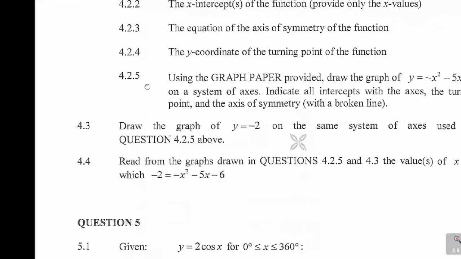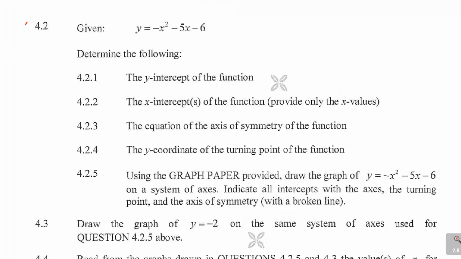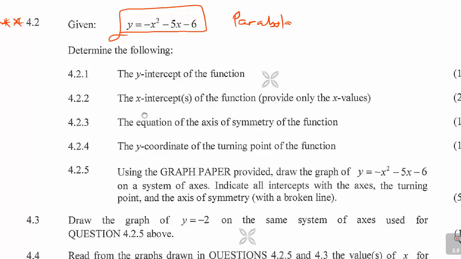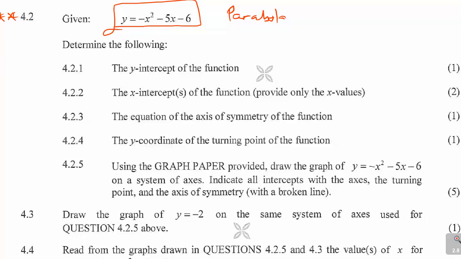Question 4.2 was on graphs. As you can see, the first one, I'll give this also a 2-star, because students usually struggle with graphs like this, and this is a parabola. Students struggle here not because they don't know the topic, but because they don't get enough practice, especially when it comes to answering questions like that: the y-intercept, the x-intercept, the equation of the axis of symmetry, the y-coordinate of the function.